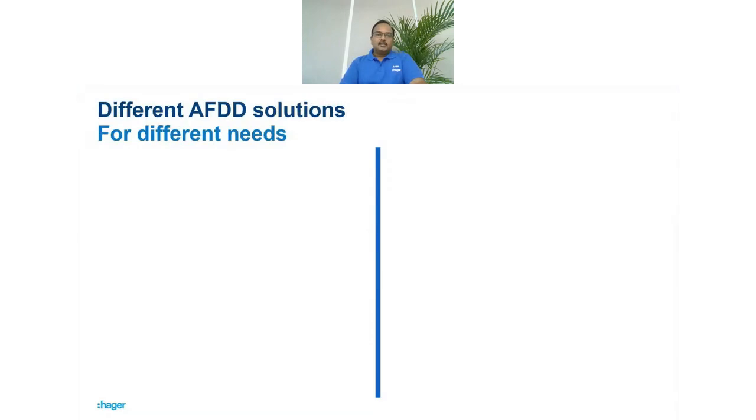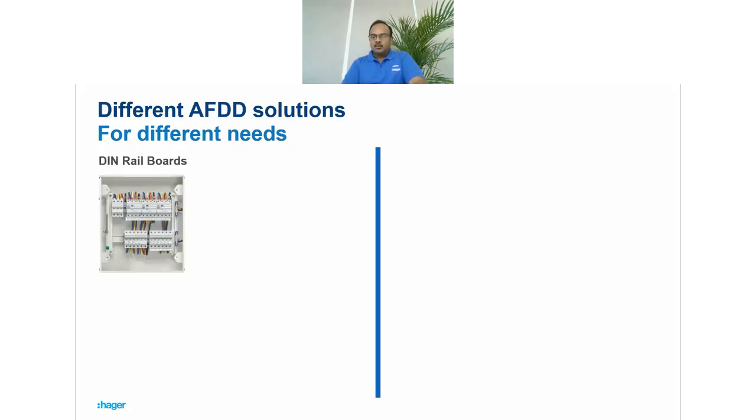for the different needs, the AFDD solution will change, because this is how I understood it. Even in the Middle East, in the final distribution board, some of the markets have DIN rail boards. Let's say Dubai has a DIN rail board where we have an isolator, incomer, then RCCB and MCBs there.